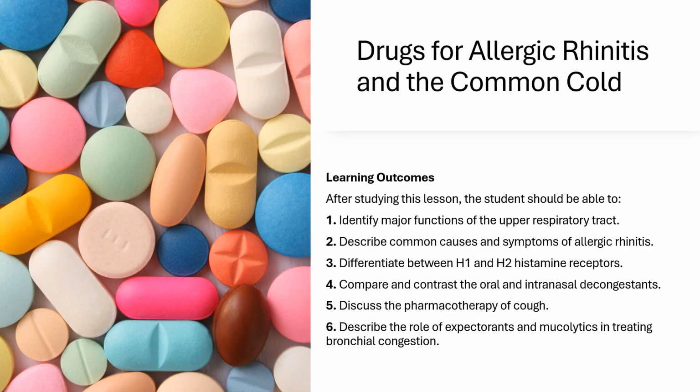Learning outcomes. After studying this lesson, the student should be able to identify major functions of the upper respiratory tract, describe common causes and symptoms of allergic rhinitis, differentiate between H1 and H2 histamine receptors, compare and contrast the oral and intranasal decongestants, discuss the pharmacotherapy of cough, describe the role of expectorants and mucolytics in treating bronchial congestion.